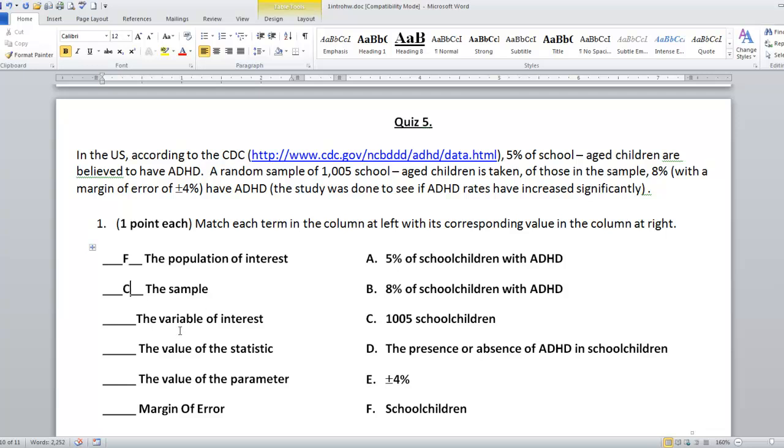The variable of interest. This one might have thrown you for a loop. So one way to accomplish these multiple choice is just to skip ones you don't know how to do and then go back to them. So I will do that, just in case that one throws folks for a loop.